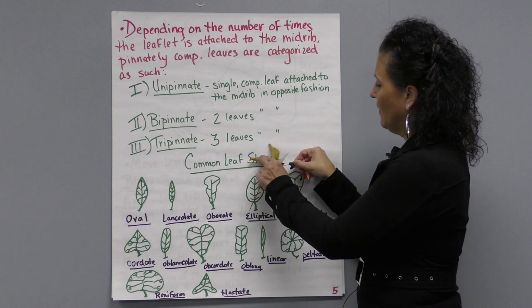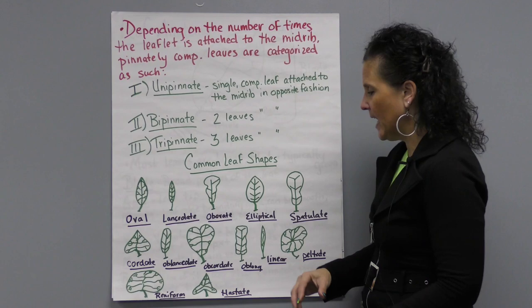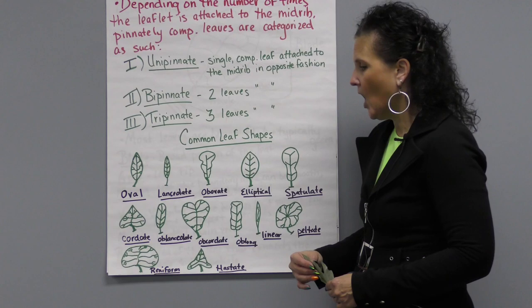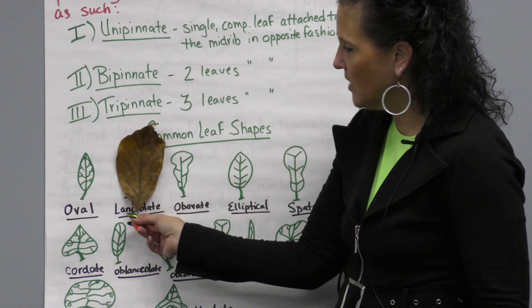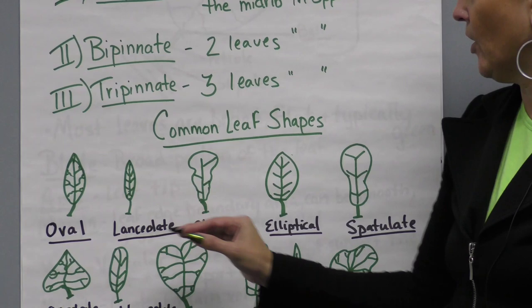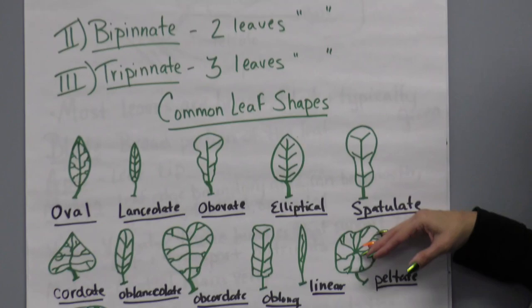So we have some common leaf shapes, and I wanted to show you a few ideas. We'll look at some samples here of leaf shapes. Oval leaf shape is kind of like that. If you see that, that is an oval leaf shape. Then we have lanceolate, which is sort of skinnier, obovate, elliptical. This one is called spatulate because it looks like a spatula.